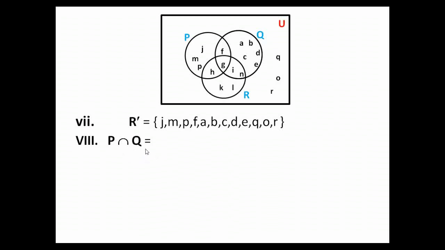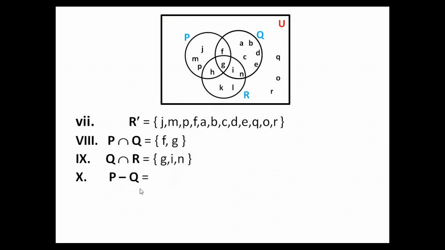Now P intersection Q. Where is P? Here we have P, and where is Q? Here is Q. So we have to write the intersection part of P and Q. So this is the intersection part of P and Q, where we have F and G as the elements. So F and G will be the elements of this set P intersection Q. Now Q intersection R, Q, and this is R. So this is the intersection part. We have G, I and N. So G, I, N is Q intersection R.